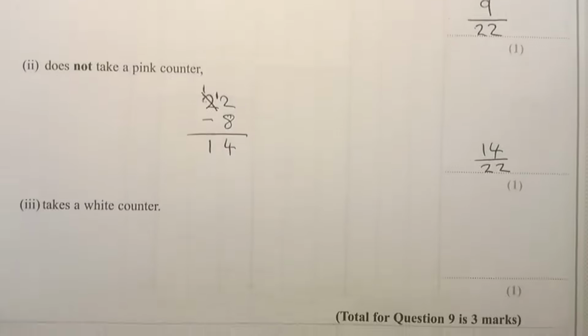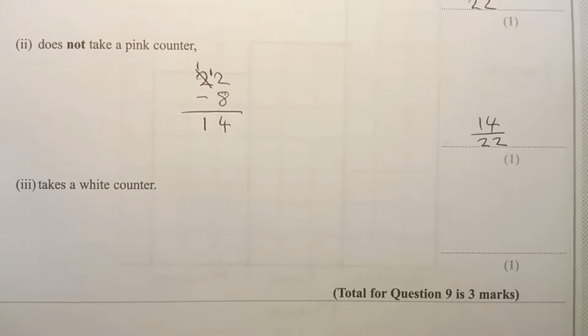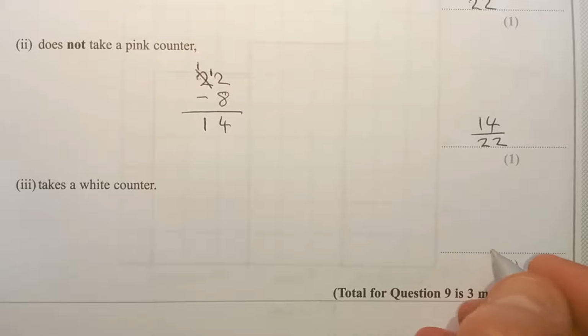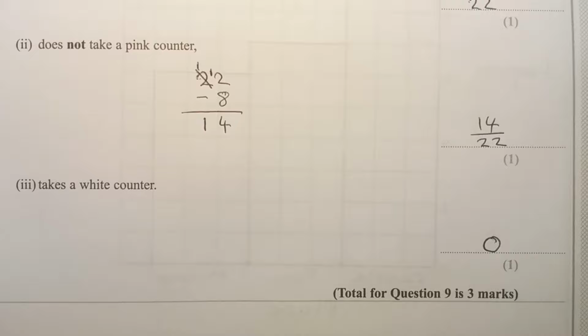Now we want the probability that Selena takes a white counter. Well, I don't believe we had any white counters, so the probability is 0.